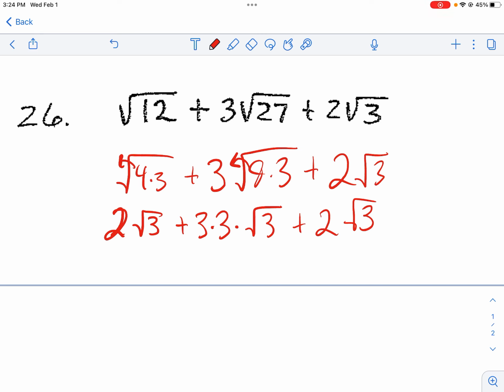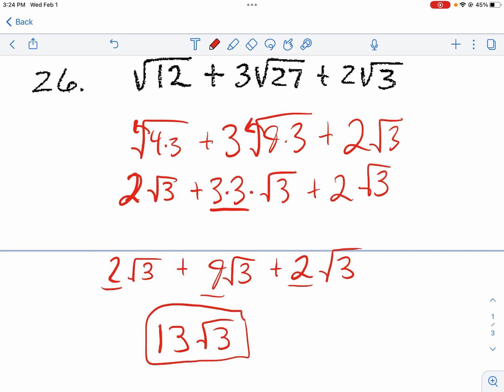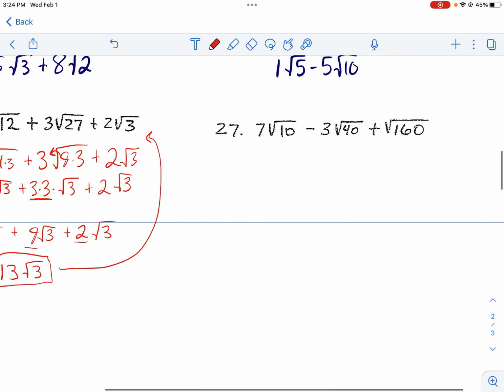Okay, I need to notice a couple things now. 3 times 3, that's just going to give me 9 square root of 3, right? And then I also have all of my square roots being the same value, so I can just add those up. So 2 plus 9 plus 2 gives me 13 square root of 3. That's it. All that nasty gobbledygook up here just became a 13 square root of 3.